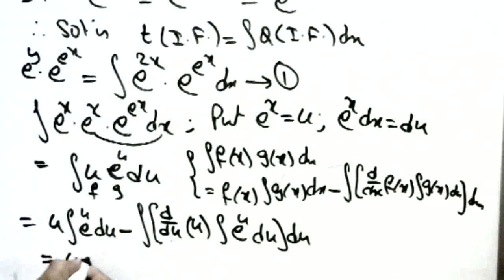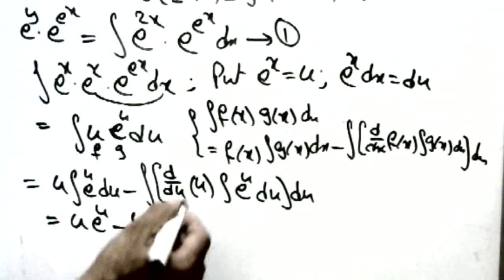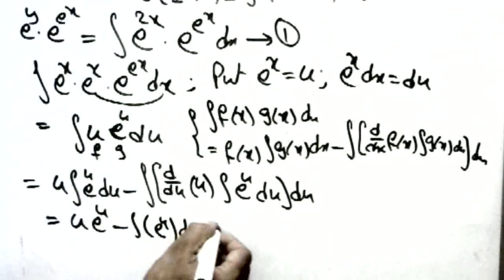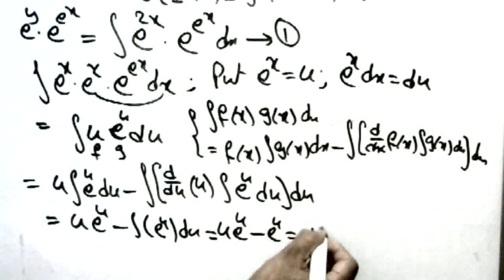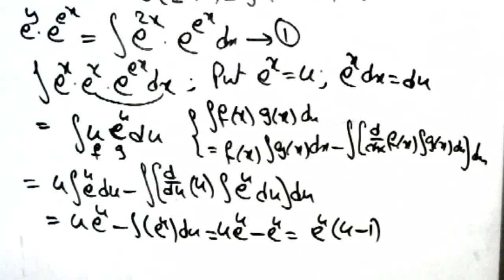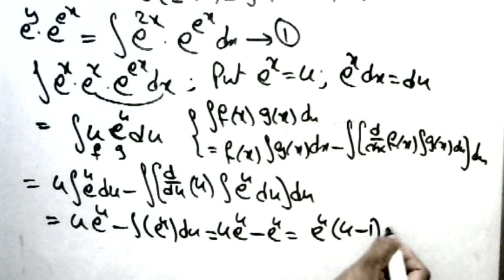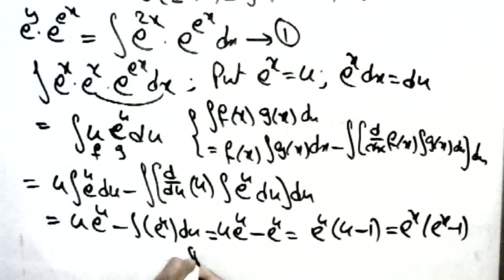The u is as it is. Now the integration of e power u is e power u, minus the whole integration of d by du of u, which is 1 only, times the integration of e power u, which is e power u du. Again the integration of e power u gives e power u, so we have u e power u minus e power u. Let me take e power u common, then we are left with u minus 1. Now you substitute the value of u. What is u here? E power x. So we get e power x into e power x minus 1.